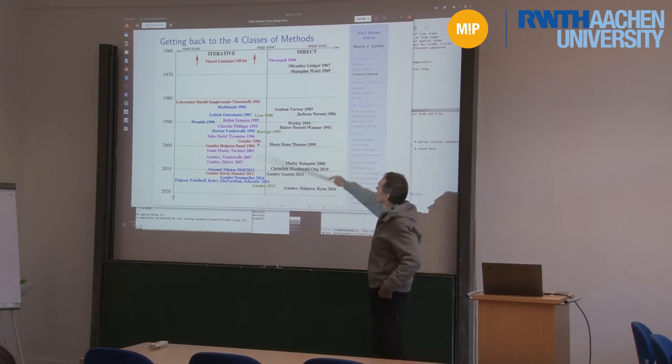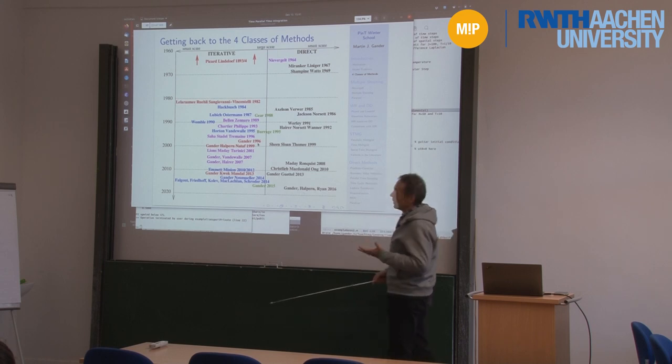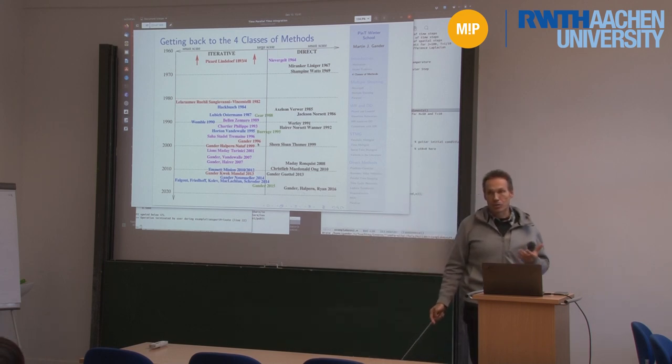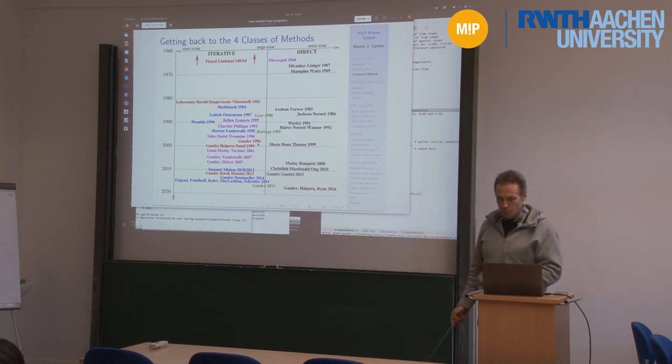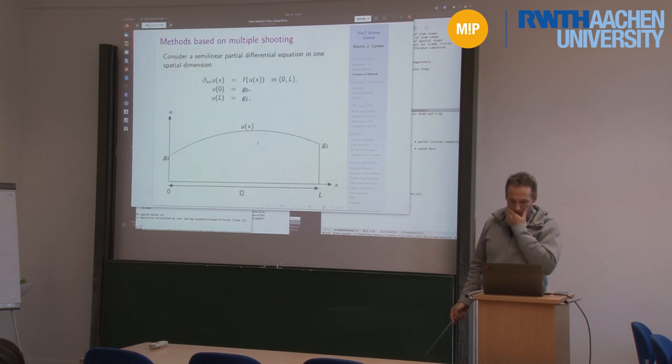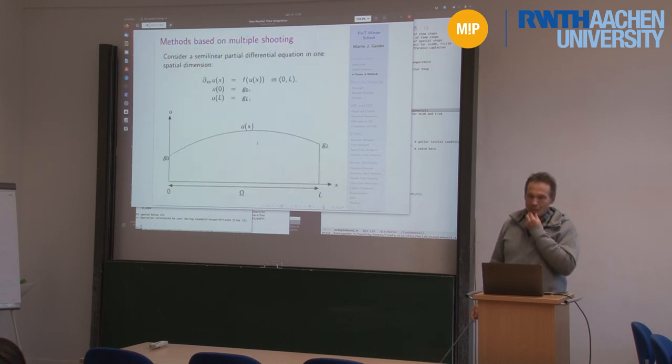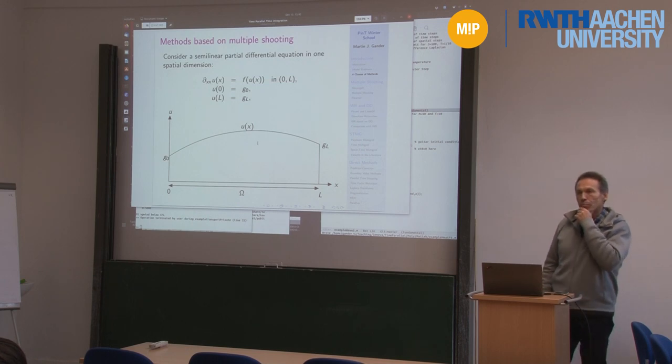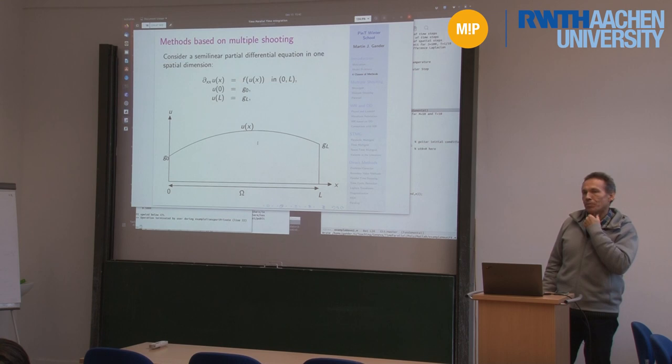So for each of the four colors I show you now, where the idea is coming from. And I will try to explain why it seems not useful for time parallelization. So the first method, the magenta methods, they're methods that come from multiple shooting or from shooting methods in general.